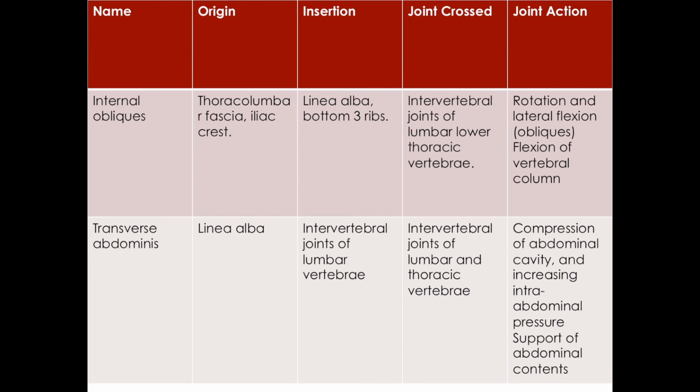The transverse abdominis originates within the linea alba, and it inserts onto our intervertebral joints of the lumbar vertebrae. The joints crossed are our intervertebral joints of our lumbar and thoracic vertebrae, and the joint actions are compression of our abdominal cavity, which can increase our intra-abdominal pressure, which offers support and stabilization to our core.